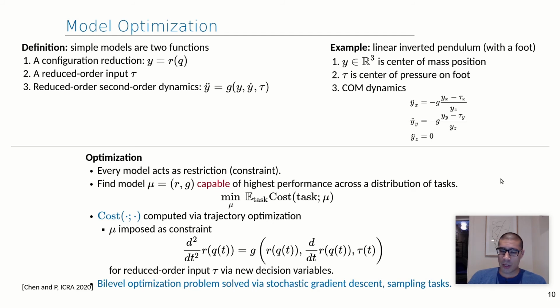We have an optimization over mu, and on the inner loop we have an optimization for each task, and we have this expectation. Because we have this task distribution, exactly computing that expectation is not tractable, but we solve this via stochastic gradient descent. So we sample some subset of tasks, we solve the associated trajectory optimization problems, we compute the gradient with respect to the model parameterization. In this case, we parameterize these models with a simple set of basis functions, and then take a gradient step and repeat.